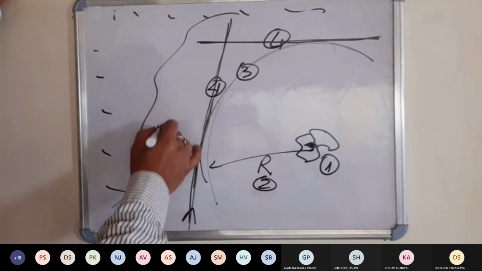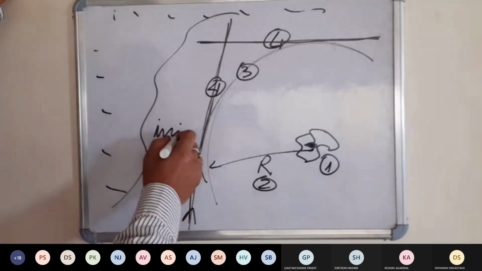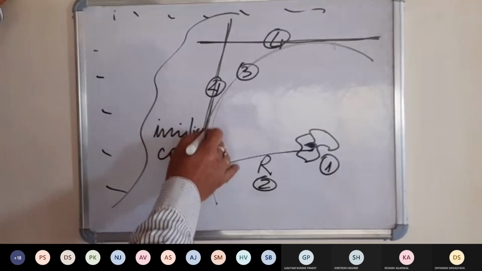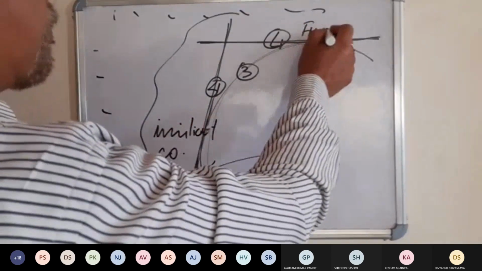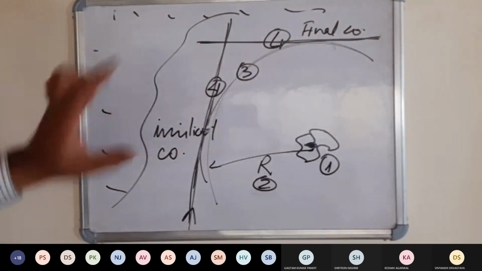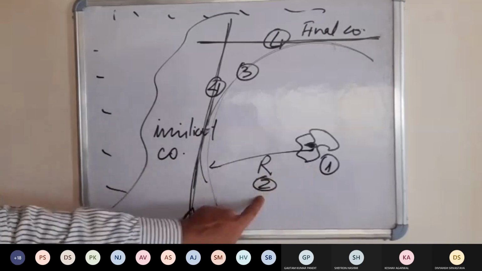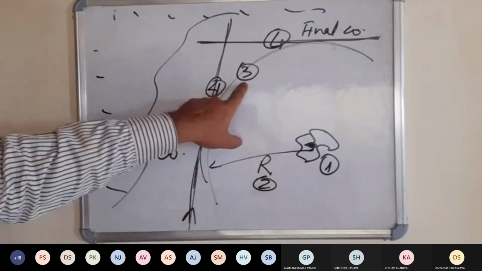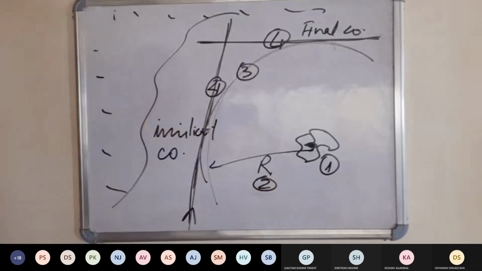So this is your initial course. And this is your final course. So simple method, 4-step: identify the object, decide the radius, draw an arc, tangential to the arc, draw initial and final course. Are we good?